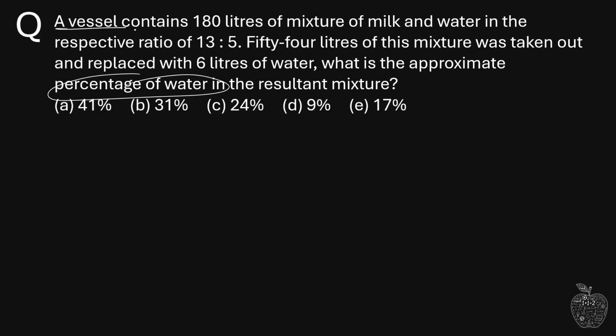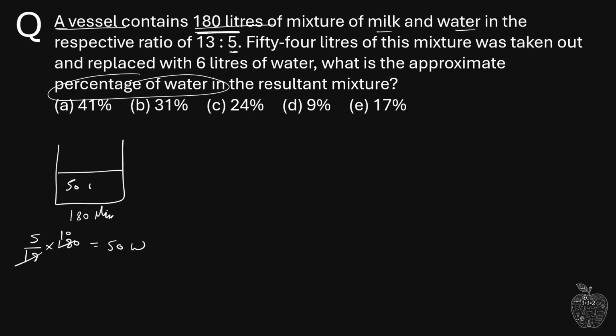Alright, so here we have a vessel and the vessel contains 180 liters of mixture. And the mixture contains milk and water in the respective ratio of 13:5. So that means 5 parts out of the total 18 parts is water here. Let's see how much water is there. 18 ones are 18 and 5 tens are 50. So 50 liters of water is there. So in this 180 liters, 50 is water.